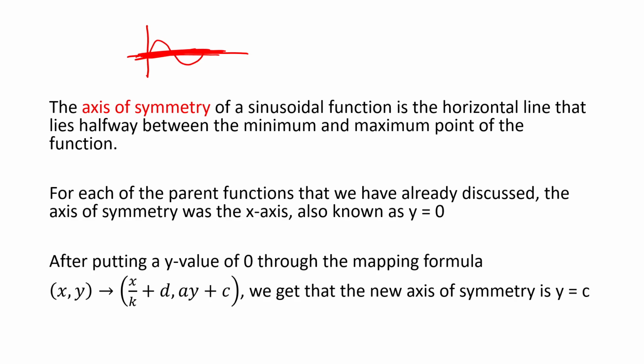And now, something else to notice, after putting a y value of 0 through the mapping formula, (x, y) maps onto (x over k plus d, ay plus c), we're going to see that the new axis of symmetry will be y equals c. So like we said a moment ago, we can use the mapping formula if we want. And if we let y equal 0, in other words, the value of the axis of symmetry on the parent function, a y value of 0 will automatically map onto a y value of c, and we get our new axis of symmetry. So that's something that we can remember as we do these graphs. The axis of symmetry will be y equals c.